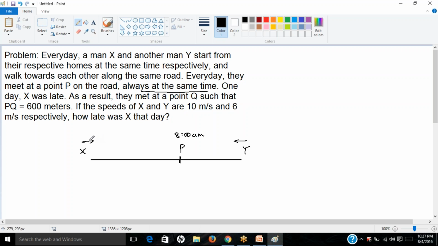Now what has happened on that day is X is late. So obviously the meeting point will shift towards X, right? Because X will have covered less distance.